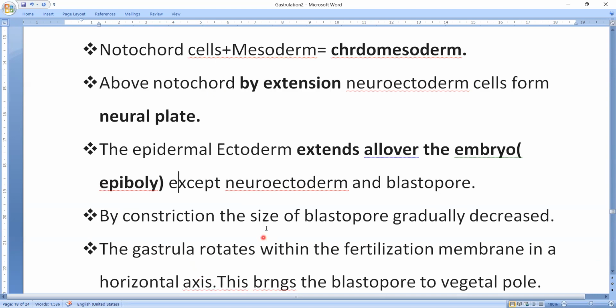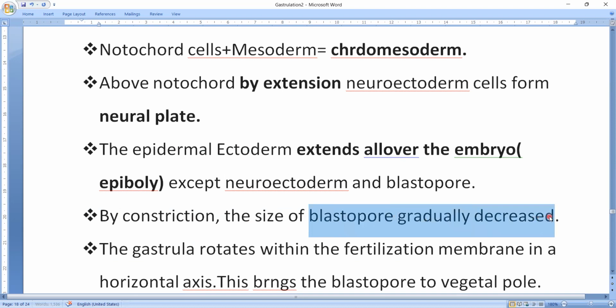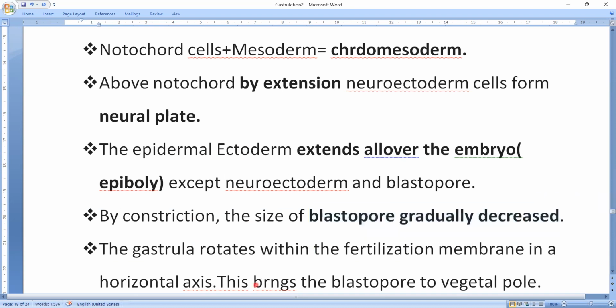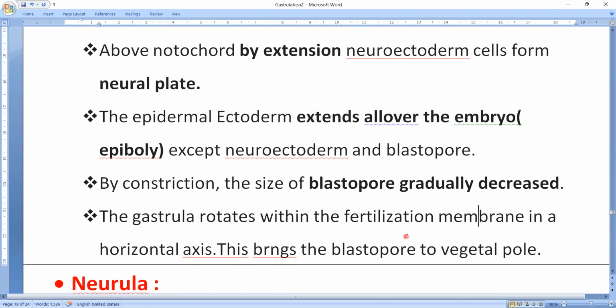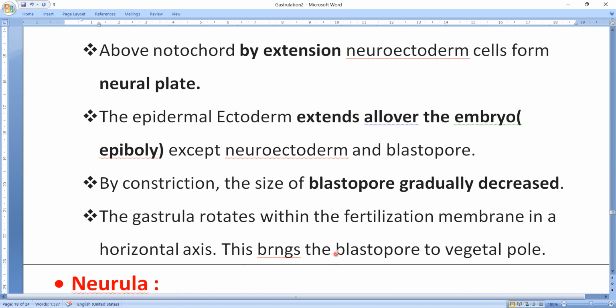Okay, so by a process called constriction, the size of the blastopore gradually decreases. That means the opening size of the blastopore, the size of that hole, keeps reducing due to constriction of the different blastomeres. The gastrula rotates within the fertilization membrane in a horizontal axis. Okay, so this brings the blastopore to the vegetal pole.